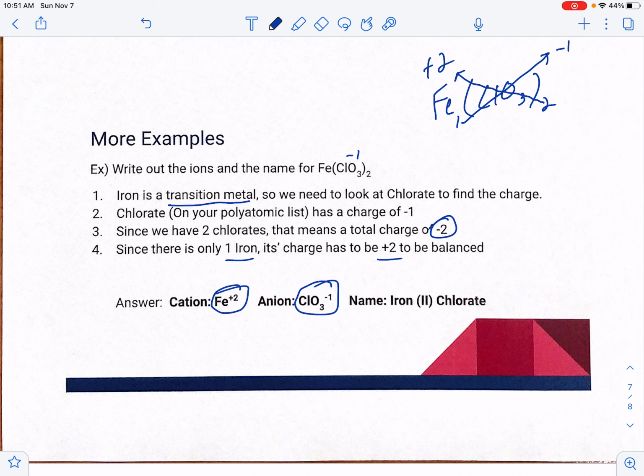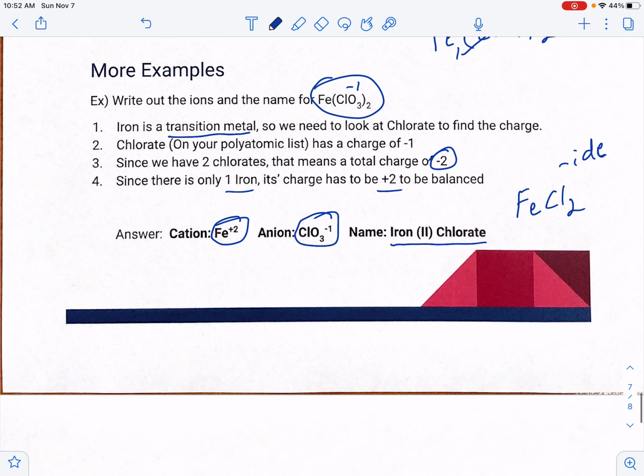Now when I want to write the name, since iron is a transition metal, I have to put the Roman numeral. Since iron has a charge of 2, you're going to write iron 2 chlorate. Be careful with this, because iron 2 chlorate is the formula right up here. If I were to write iron 2 chloride, that would look like FeCl2. Remember that IDE is only for monatomic. There's a reason why I keep repeating this, because this is probably one of the biggest mistakes that I see year to year.